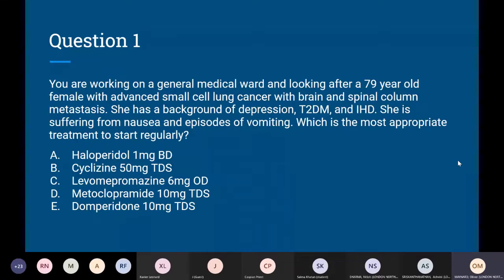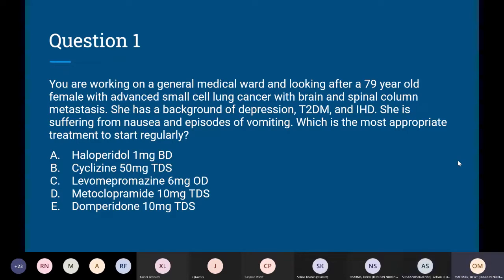So we'll move on to some of the questions. That was just a brief overview of palliative care. So I guess I will open the poll and speak them aloud and give you some time to answer, and then go through the answer afterwards. So let's open the poll for the first question. Hopefully that should have worked.